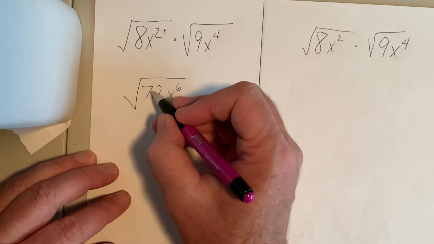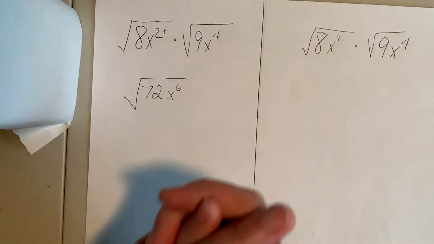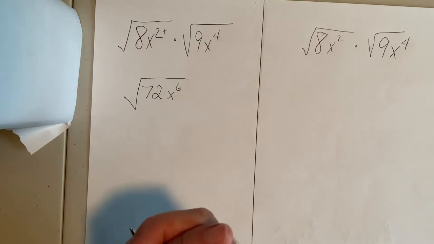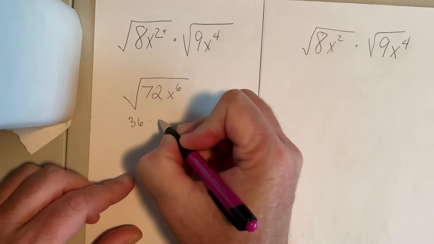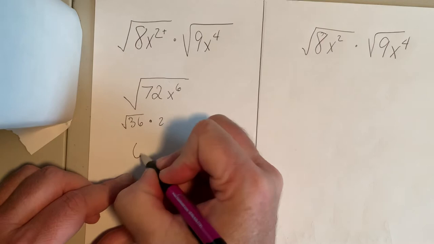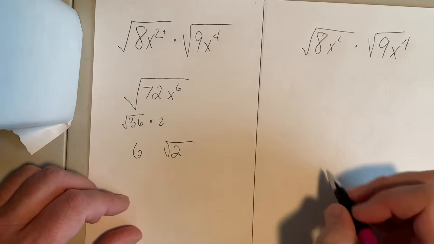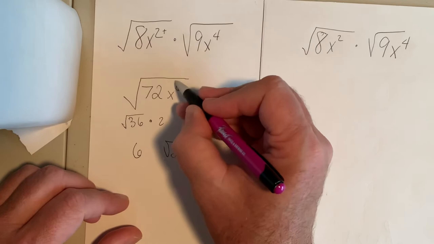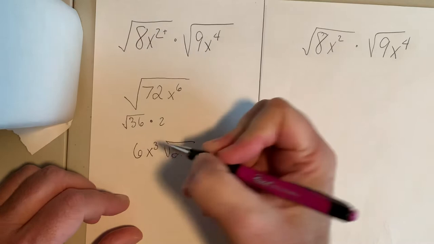Well, 72, we got to think, what are some perfect squares that we can multiply together to give us 72? What I do is I simply take 72 and cut it in half, okay? 72 and half is 36. Oh, wait a minute. 36 is a perfect square. So this would be 36 times 2. All right, which of course, radical 36 is going to be 6, and then our 2, well, it's still stuck inside there. And then now, look at the variable. We got x to the 6. If you remember, when you have an even amount of x's, simply just cut it in half and put it outside, and that's it. So your answer is 6, x to the 3rd, radical 2.